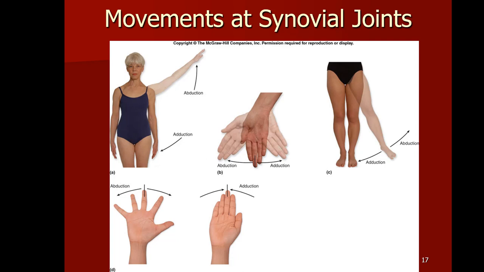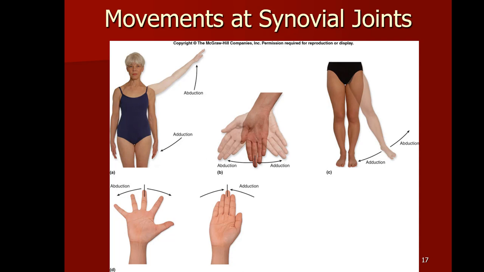So shoulder extension would be like if you're moving your arm from out in front of you back to your side. And then hyperextension of the shoulder would be if you went beyond and actually brought your humerus back behind your body.